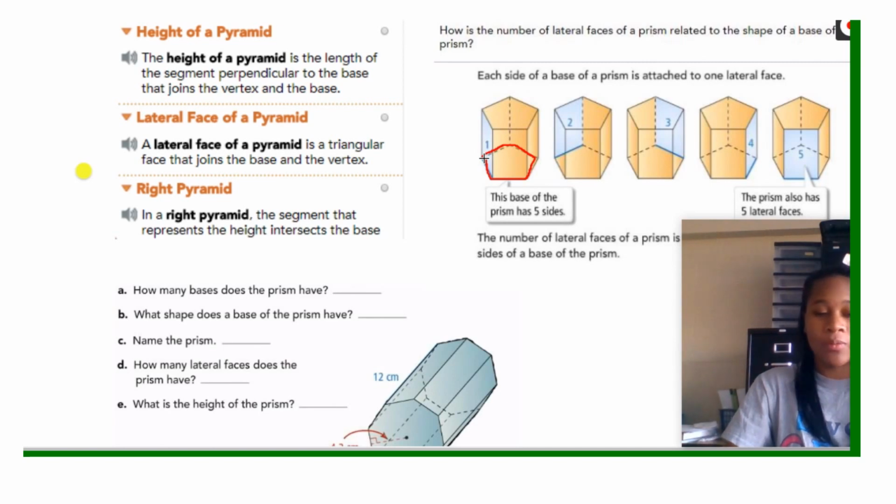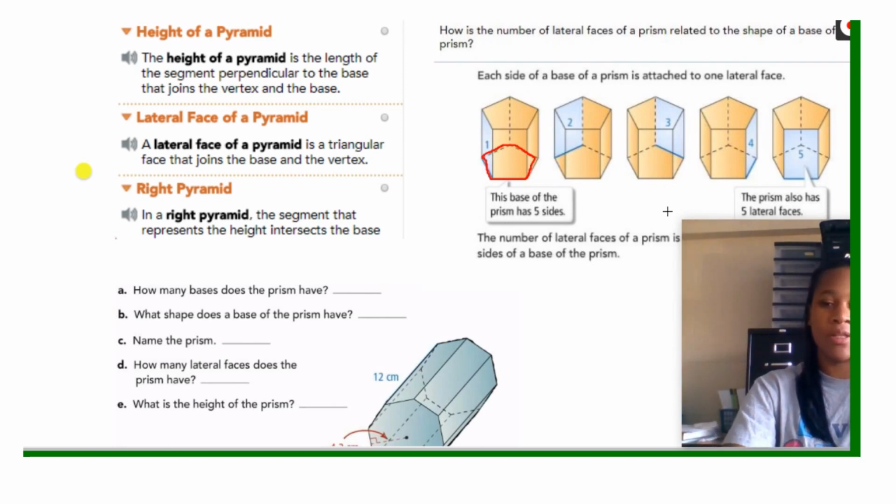To review, you name a figure by its base, and the number of edges on the base is going to tell you the name of the figure. If you have 4 edges, then you're a rectangle. If you have 5 edges, you're a pentagon. If you have 6 edges, you're a hexagon. 8 is an octagon. 9 is a nonagon. If you want to review that, you can go to page number 109 in your guided notebook, and you have an example of that.